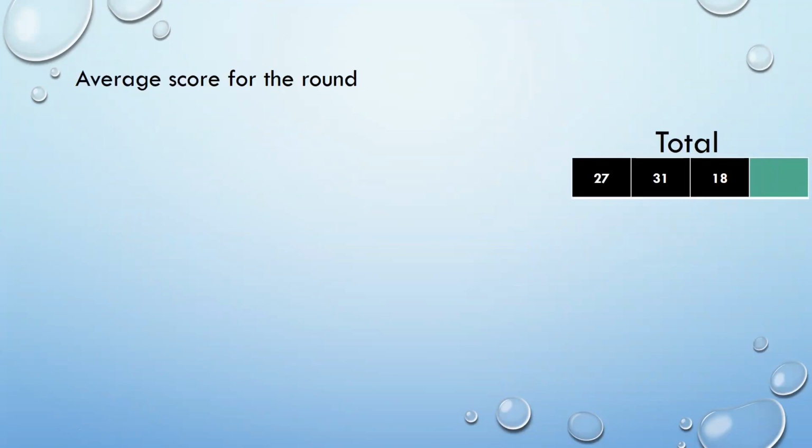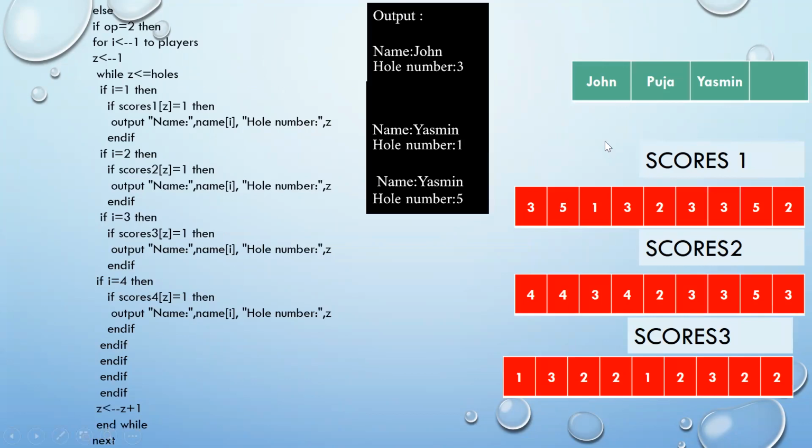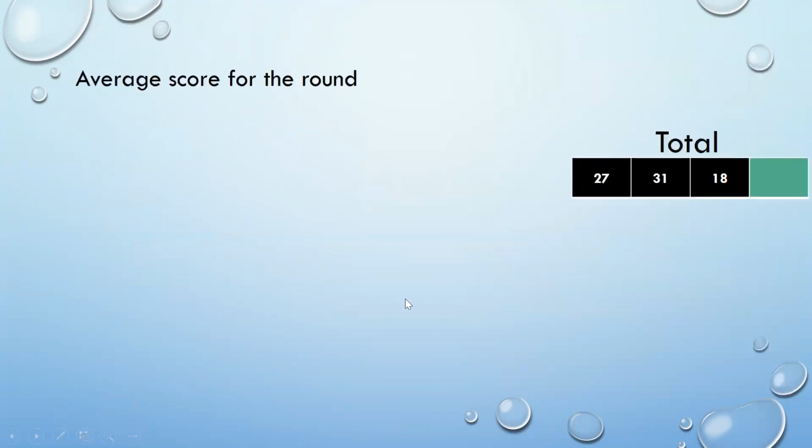Moving to the third option, average score for the round. Now, when we are talking about the average score for the round, if you remember in my earlier video, video number 2, I had shown you how we calculated the entire total for each and every player. Like, if I go back to the previous slide and look at the scores for John, 3 plus 5 plus 1 plus 3 and so on will give you a total of 27. So same way for Pooja and same way for Yasmin, you'll have 3 different totals.